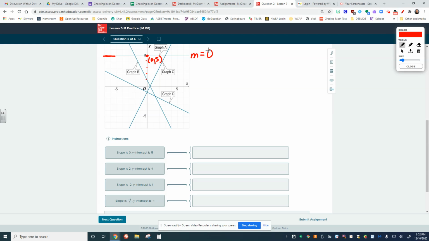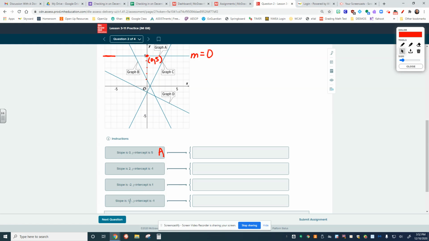So what do I do with that one? Well, now I look down here just below the instructions. I look at the lines that I'm given, and I want to find the line that has a slope of 0 and a y-intercept of 5. And I know that this is going to be the graph of A.